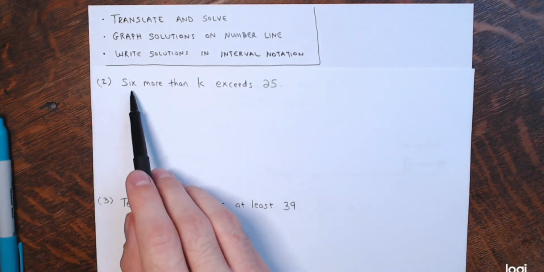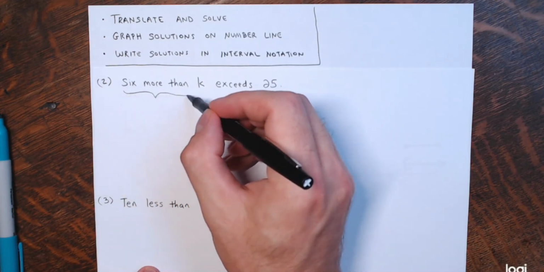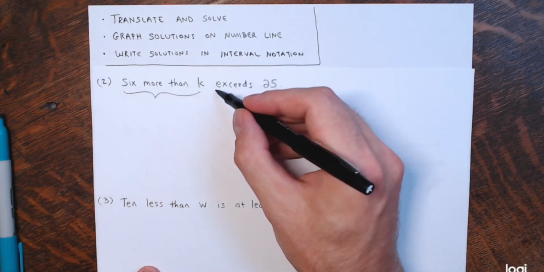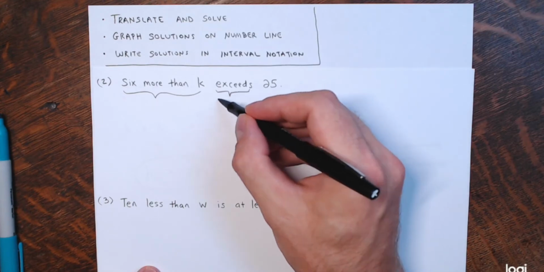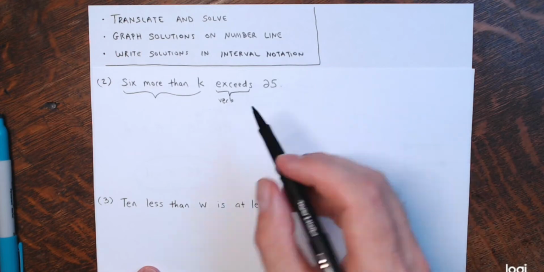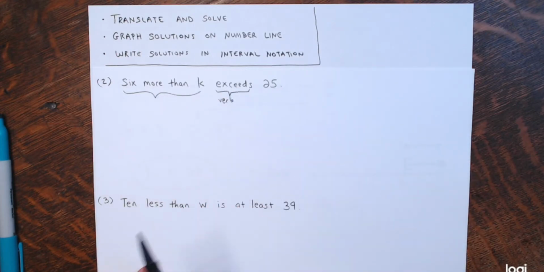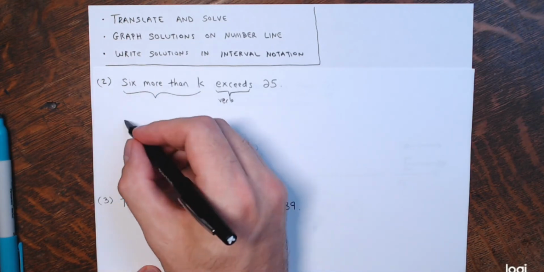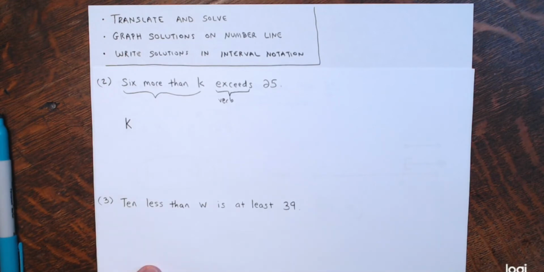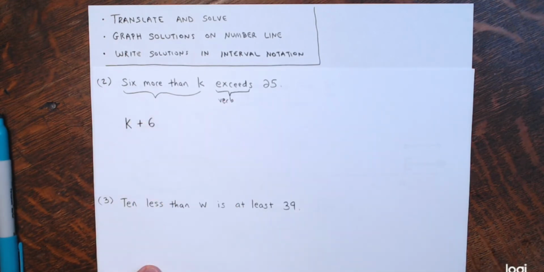So that we have 6 more than k. 6 more than k. And then we have exceeds, right? There's the verb, right? Exceeds. And then 25. So one side, the symbol, and the other side is just going to be 25. Now 6 more than k is simple enough. Here's k, and then 6 more than k would be k plus 6. Very easy. So there's 6 more than k.